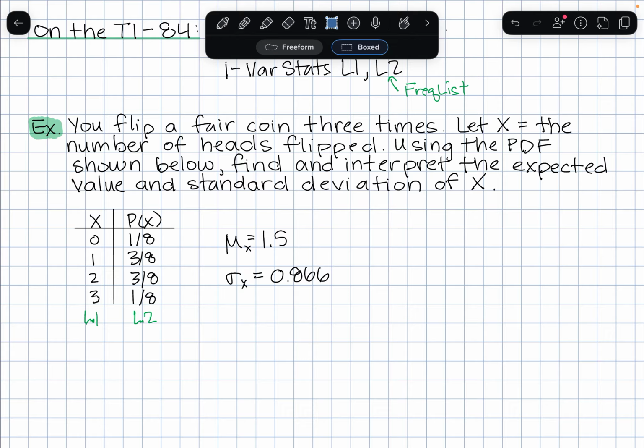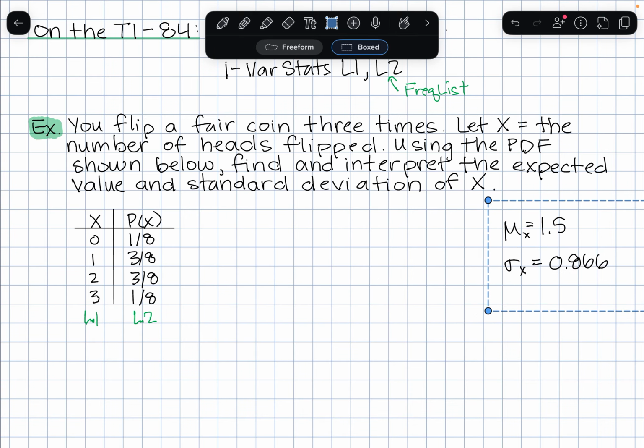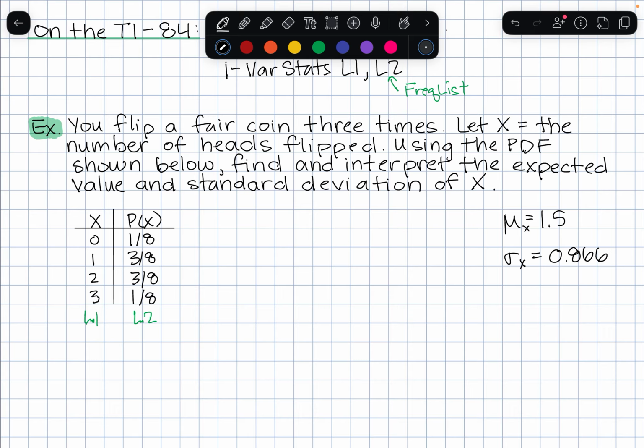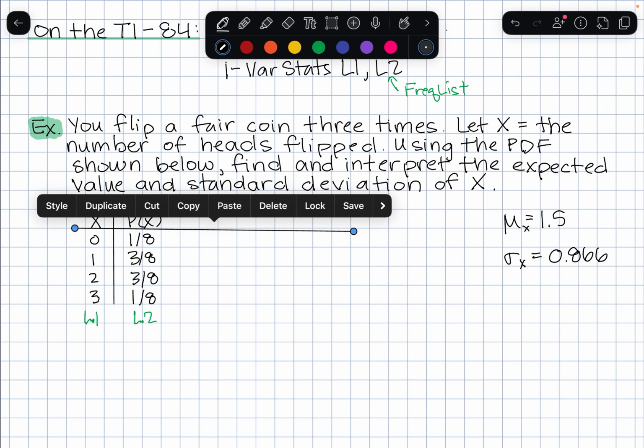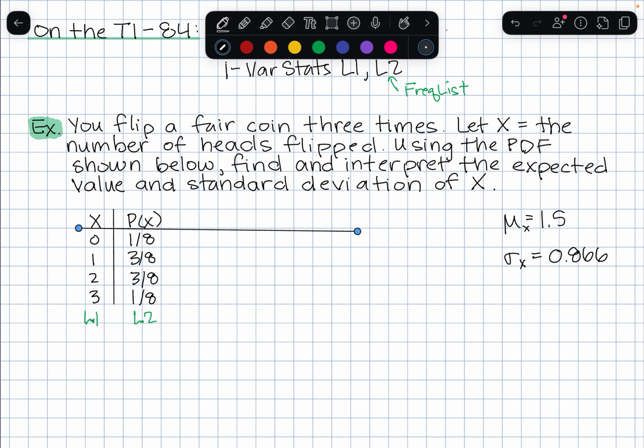If I wanted to do this in table form, I'm going to scoochie these values over. I would add 2 more columns to my table. The 2 columns that I would add here are going to be a column for x times p of x, because I know my mean is x times p of x, and then a column for x minus the mean squared times p of x. Those 2 things, if I add them up, help me calculate the mean and standard deviation.